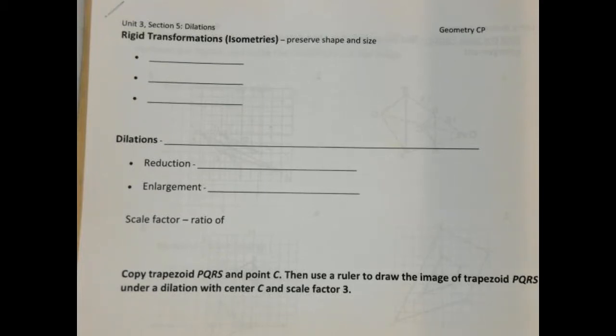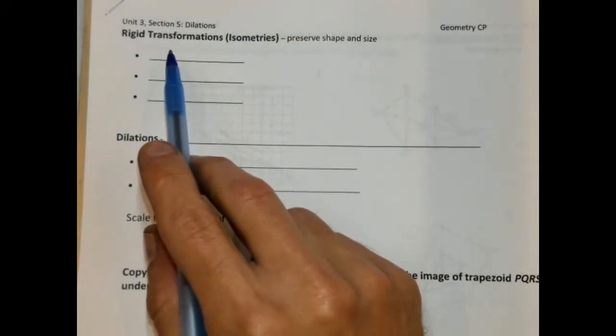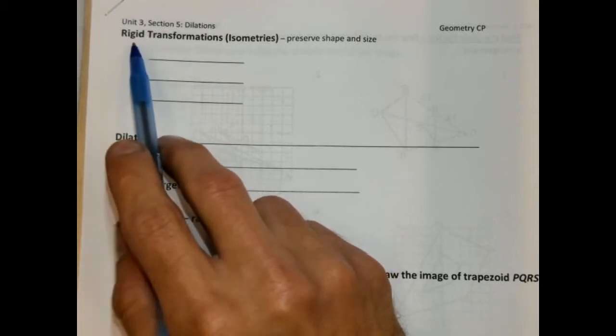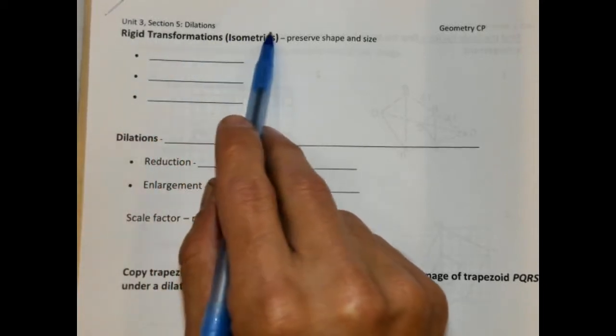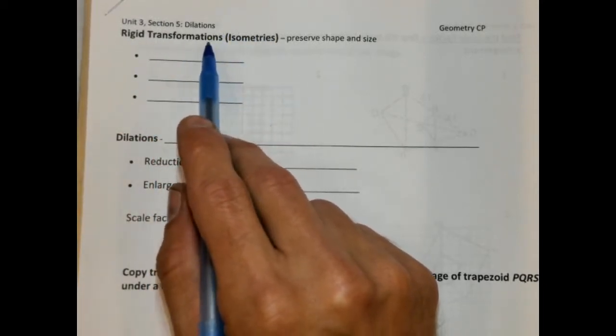Hey everybody, today we're going to talk about dilations, which is one of the last pieces of the puzzle when it comes to transformations. And this is a little unique compared to what we've been doing before, so I think this will be pretty interesting. To start, we're going to talk about rigid transformations just briefly. Those are the three big ones we learned about earlier.